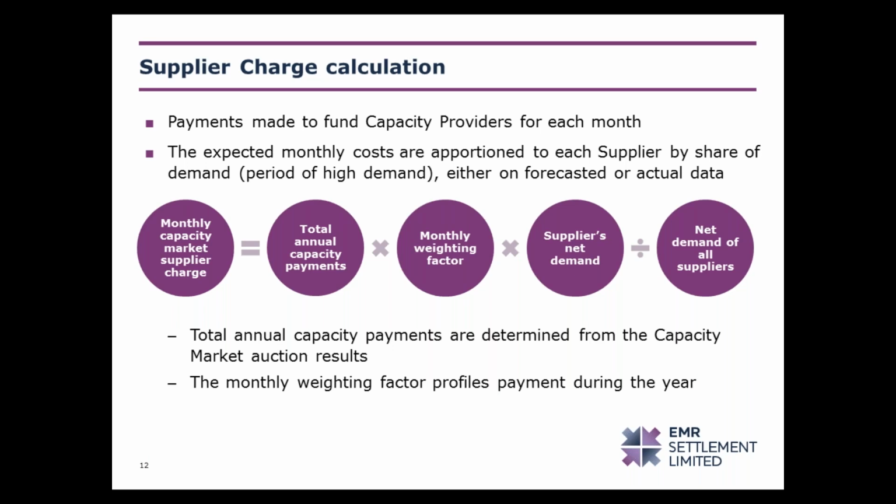So your monthly capacity market supplier charge equals the total annual capacity payments times the monthly weighting factor. And we've actually recently published those weighting factors on our website. Then that is times the supplier's net demand over the net demand of all suppliers.